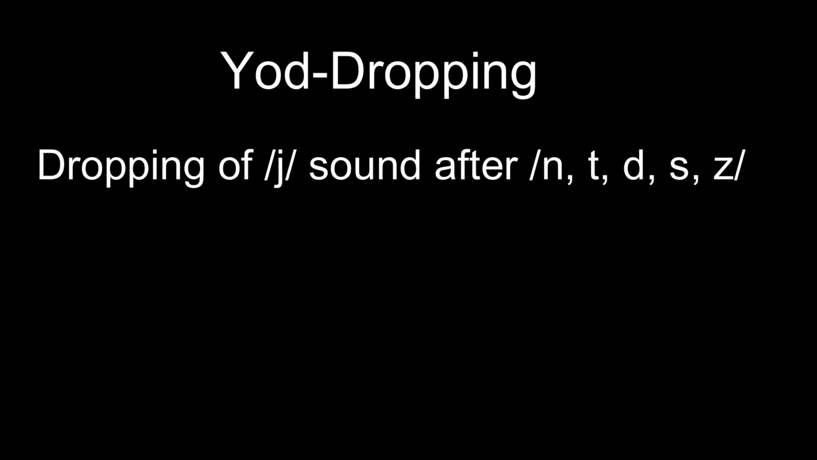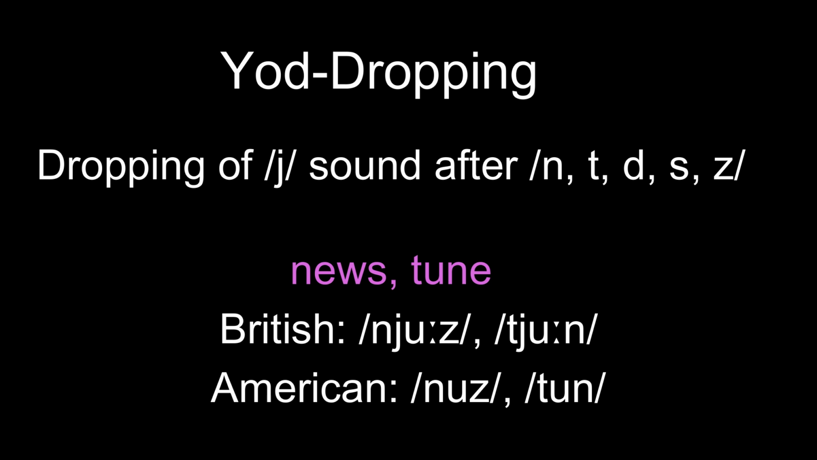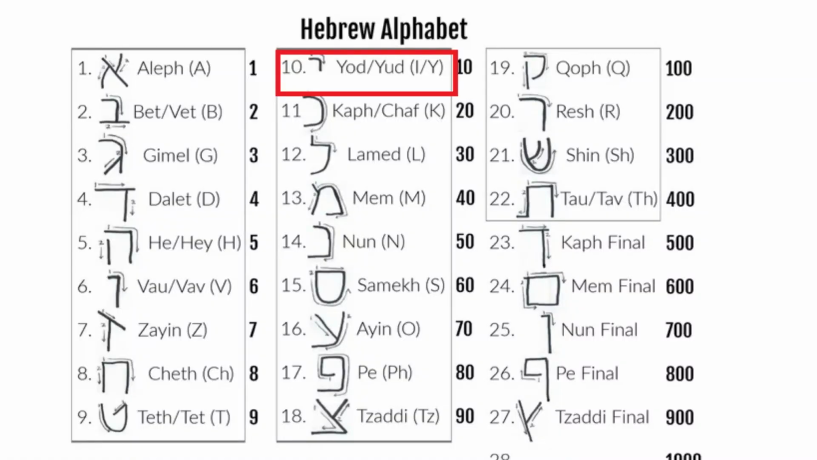Americans also pronounce some words differently from British people. The most notable one is the phenomenon of Yod-Dropping, where the Y sound is dropped after alveolar consonants like N, T, D, S, Z. So, while British people pronounce news and tune with the yoo sound, American people pronounce them with the oo sound. By the way, this phenomenon is called Yod-Dropping since the Y sound is called Yod in Hebrew.